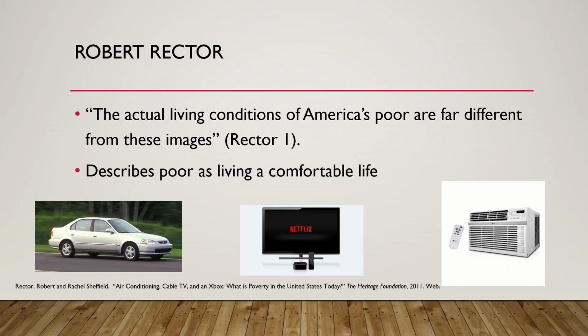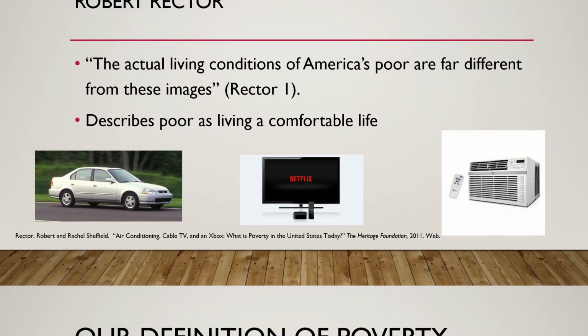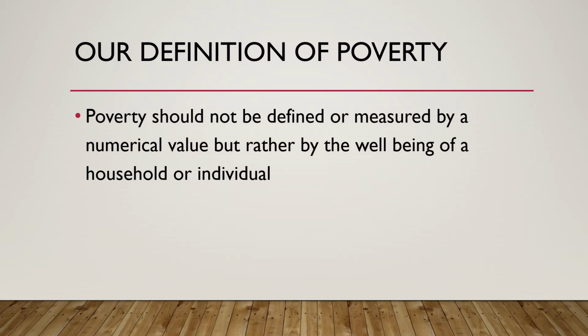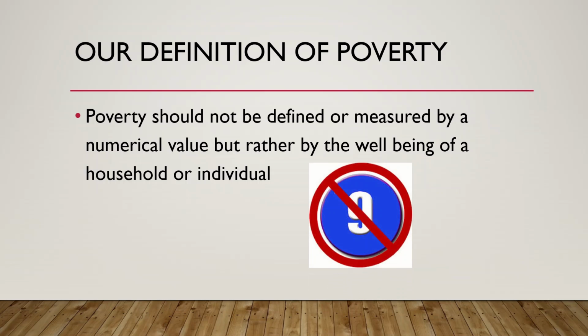Regardless of what material possessions a household has, we disagree with using material possessions, or lack thereof, to define a household's level of poverty. We believe that poverty should not be defined or measured by a numerical value, but rather by the well-being of the household or individual. This well-being, we believe, varies from household to household and therefore cannot be defined by an outside individual or entity.